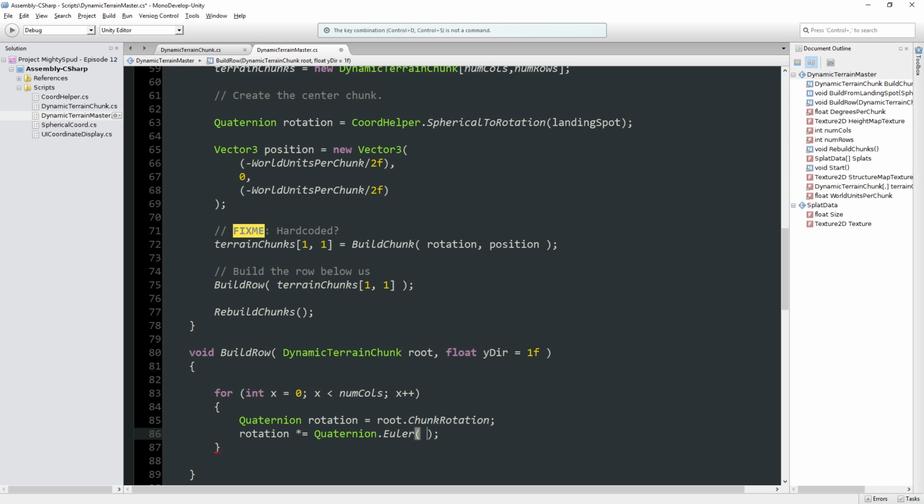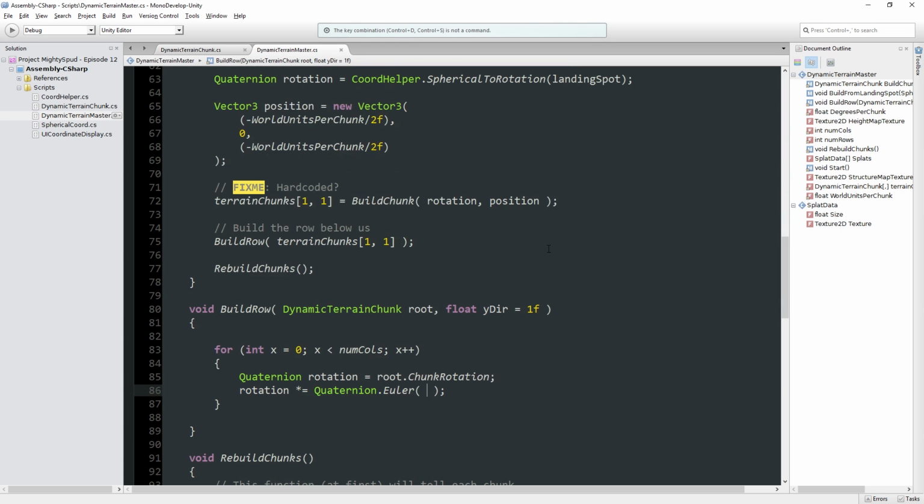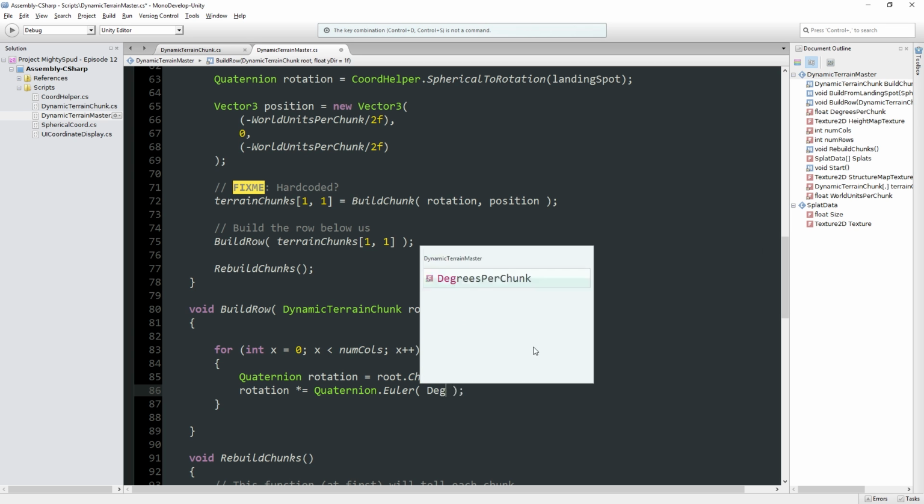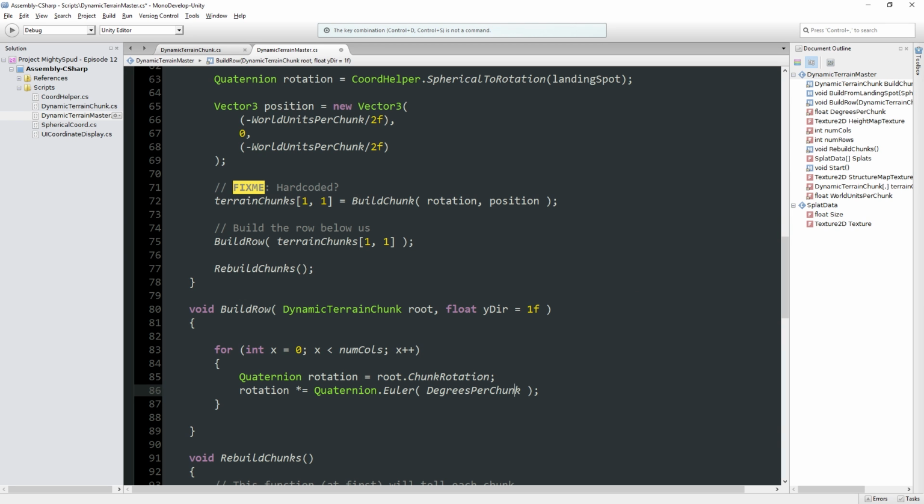We'll use Euler angles here. And we are going to rotate based on, in the x direction, it's going to be degrees per chunk. So it's going to be negative because we're moving, hold on. Degrees per chunk multiplied by x minus 1. There we go.